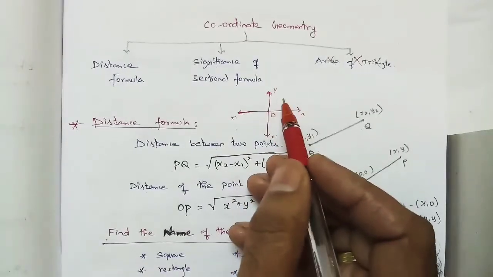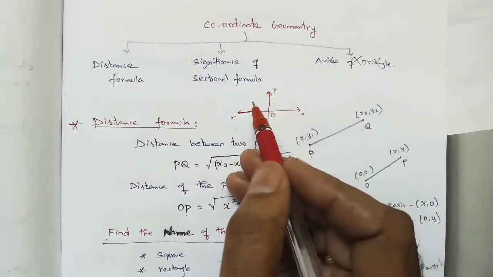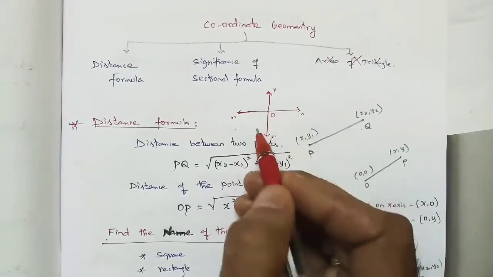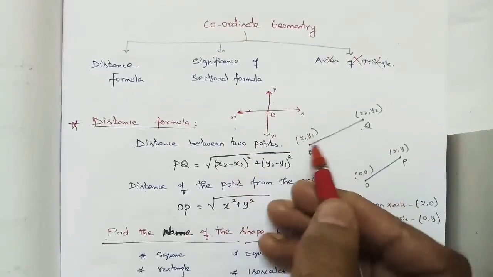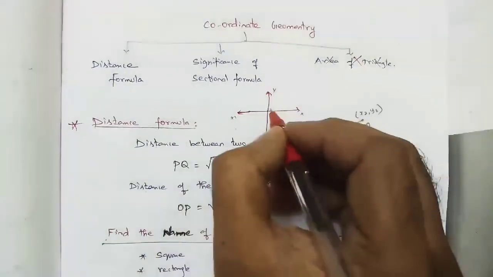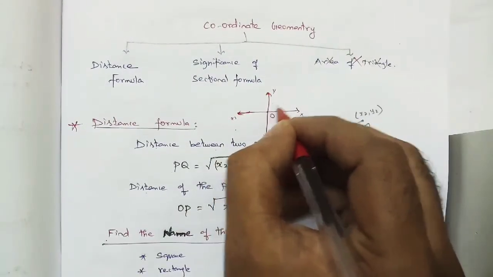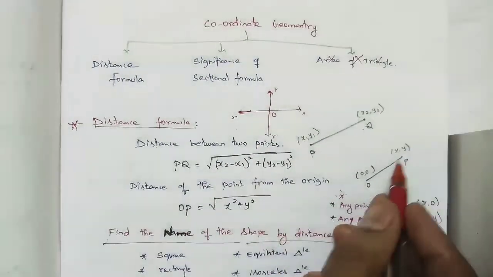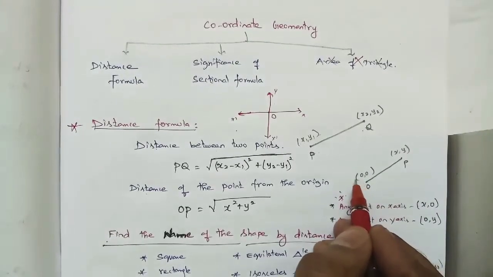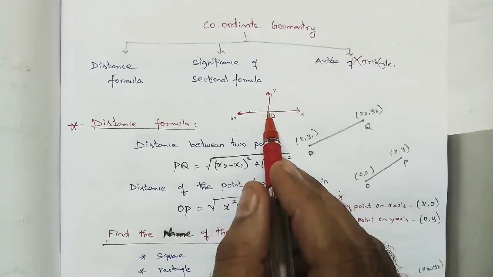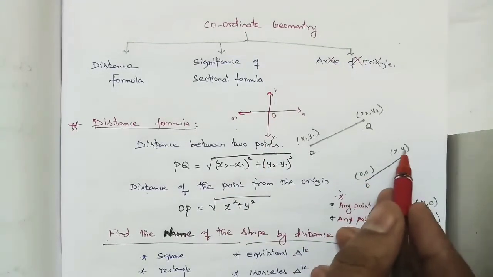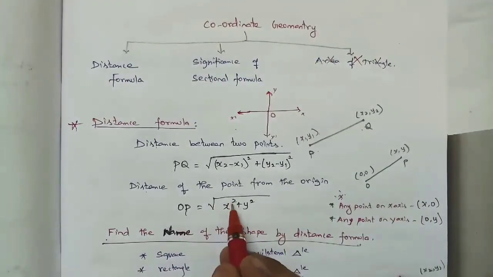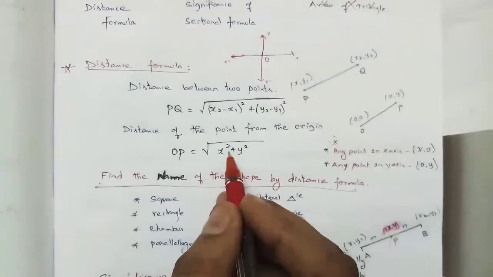So the coordinate points in the first quadrant are positive. Based on the quadrant, we have the points, right? Now, when we are finding the distance from the origin to some other point, O to P, whatever it may be, the coordinate of the origin is 0, 0, and the point P is x, y. So the distance OP is equal to square root of x square plus y square.